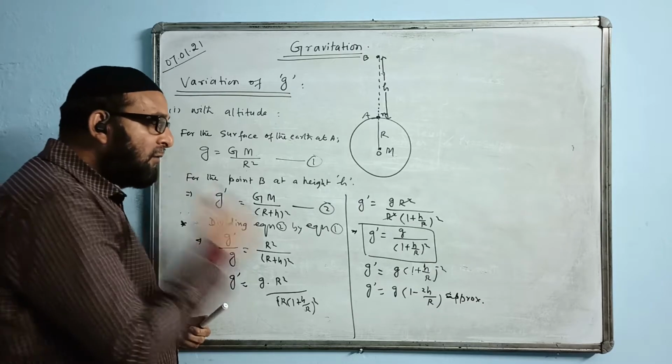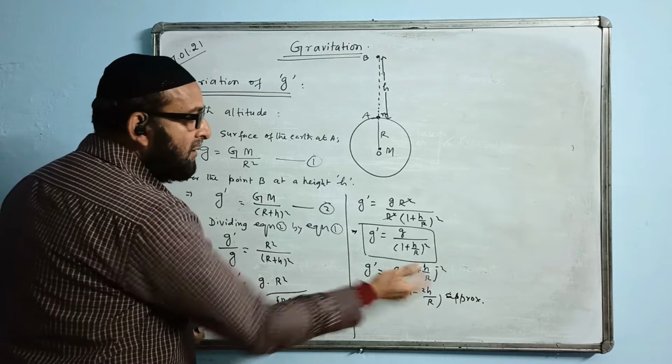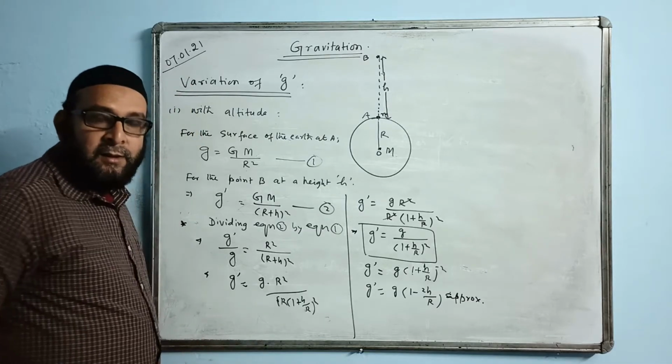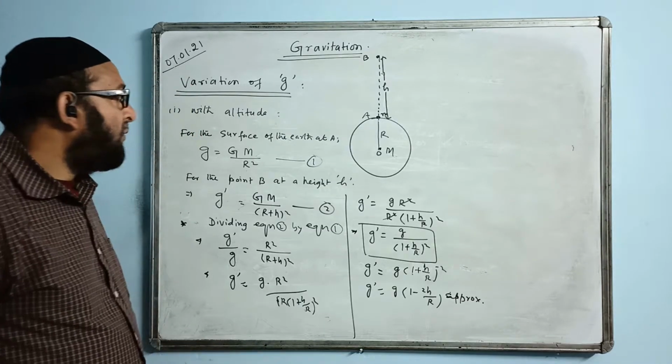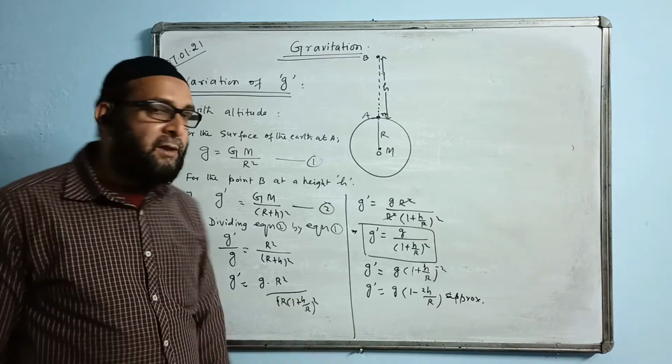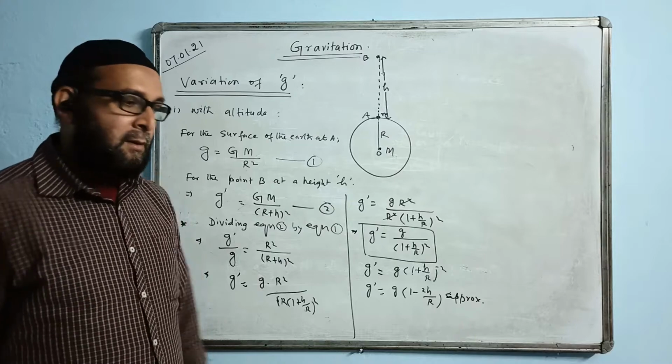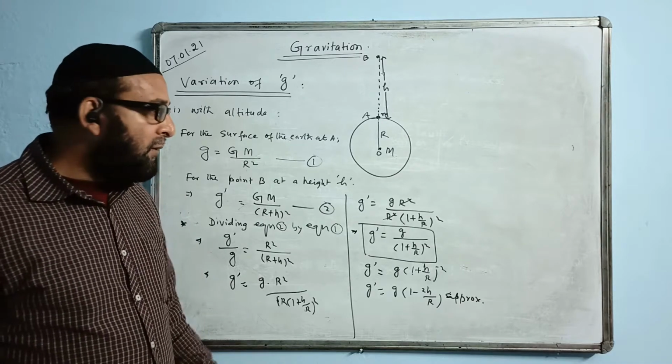That means we find the value of g is decreasing with the increase in the altitude. Hence, the value of g decreases with the altitude.